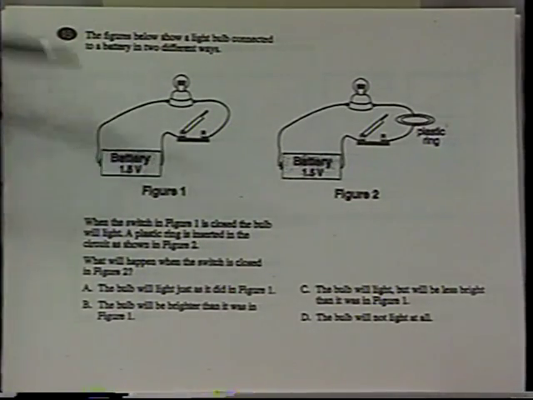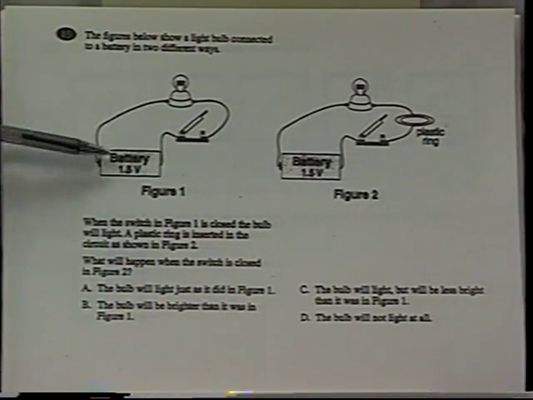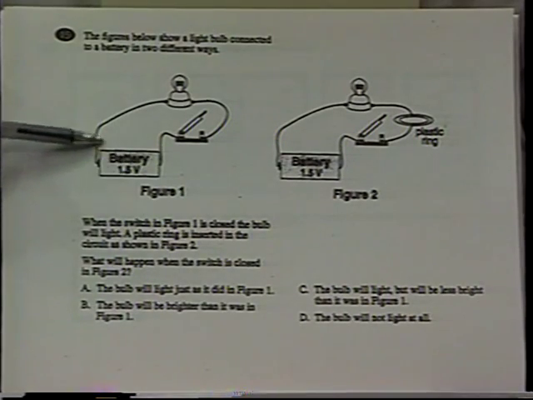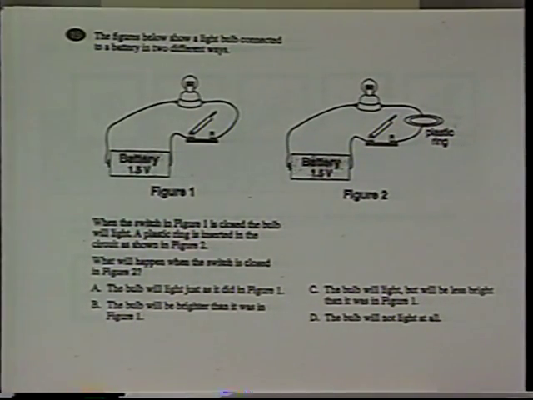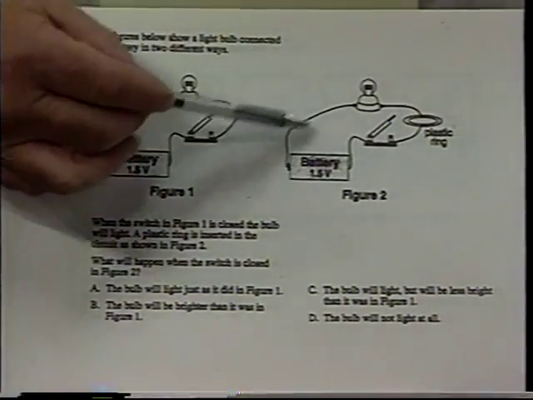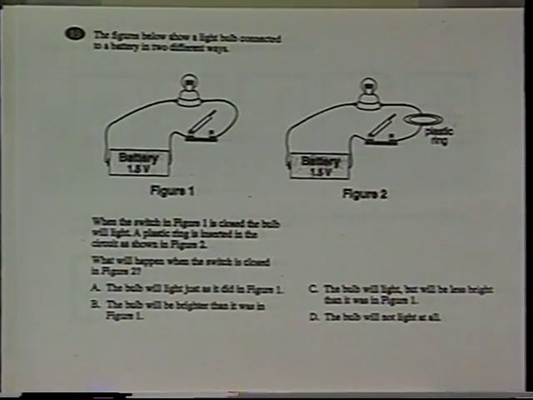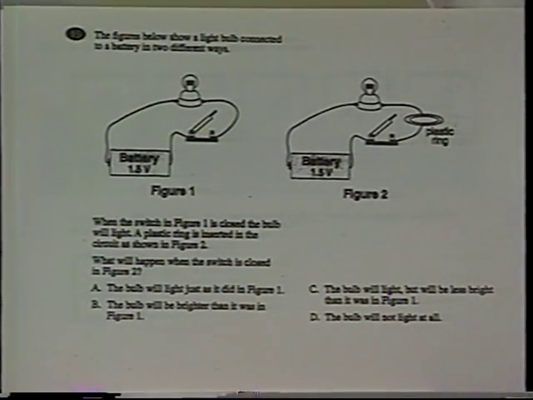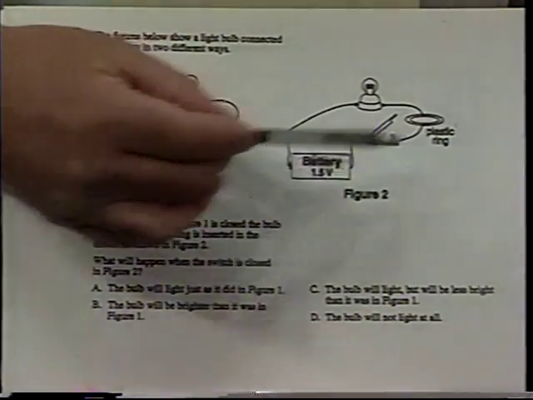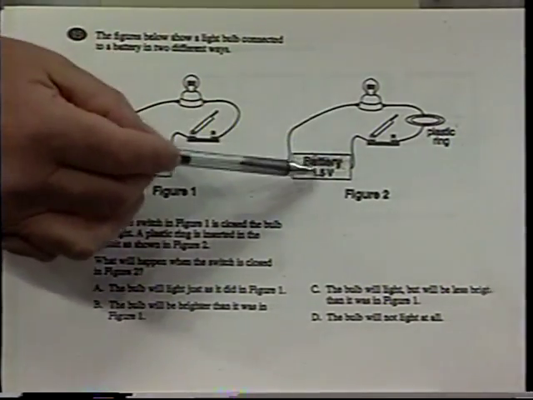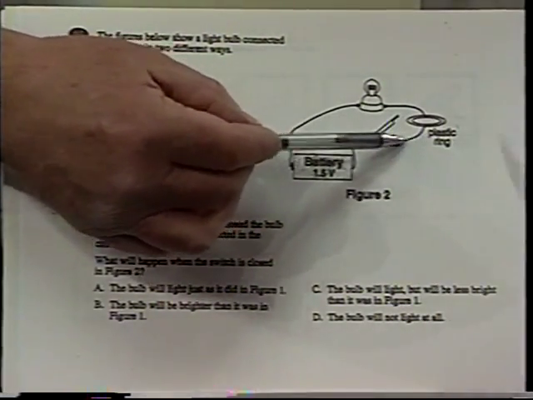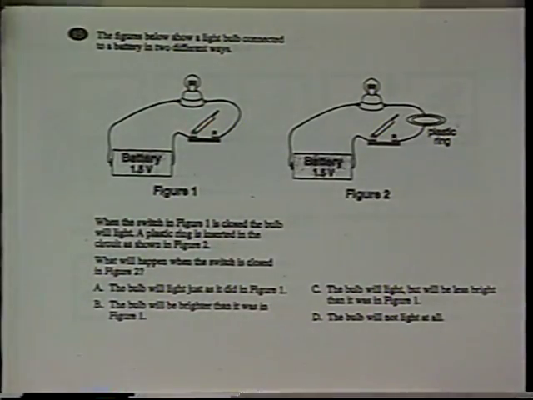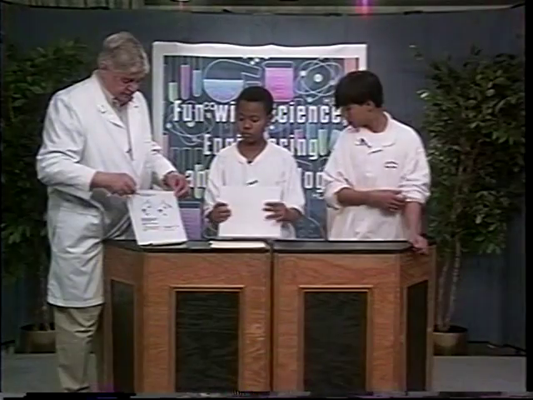For this light bulb to light, we have to have electrons coming out of the battery, going through the light bulb, and back to the battery again. We have to have a complete circuit. And what you're saying to me is correct. If I put this plastic ring in over here, which is not a very good conductor of electricity, in fact, it doesn't conduct electricity at all, then there's no way for the electrons to come out of the battery, go through the light, and then back to the battery again. Yep. All right. Next question.